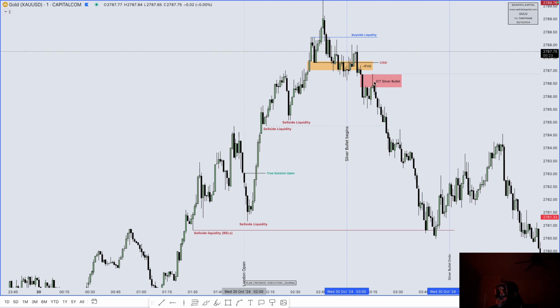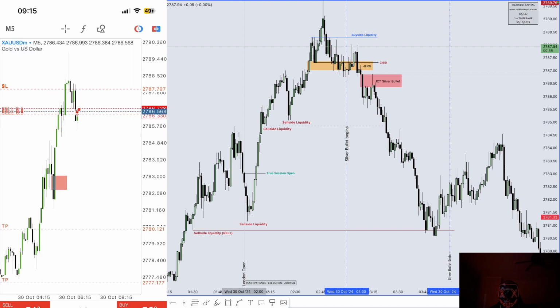So this is what I took during the silver bullet hour. Now we're inside the silver bullet hour, and I have these relative equal lows as my draw. I also have this low hanging fruit, relative equal lows down here, which is where I actually took my first partials. So I'm now going to show you the first entries when I was entering, but on a 5 minute. This is how it looked like on 5 minutes.